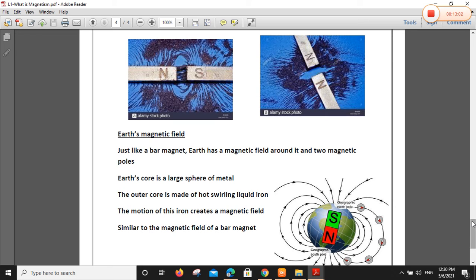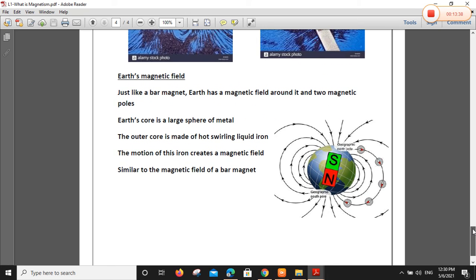This iron is liquid, hot liquid, and this hot liquid iron creates a magnetic field because the hot liquid iron is swirling, swimming or moving. This movement creates a magnetic field. So Earth's magnetic field is just like a bar magnet: Earth has a magnetic field around it and two magnetic poles. Earth's core is a large sphere of metal, mainly iron. The outer core is made of hot swirling liquid iron. The motion of this iron creates a magnetic field, similar to the magnetic field of a bar magnet.